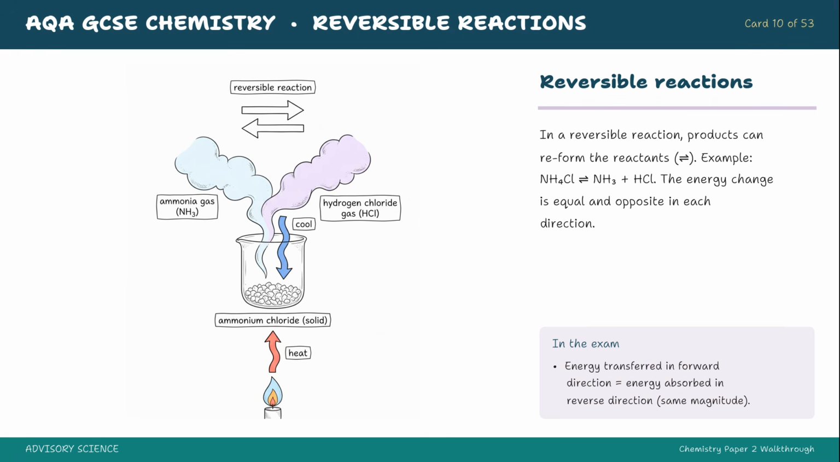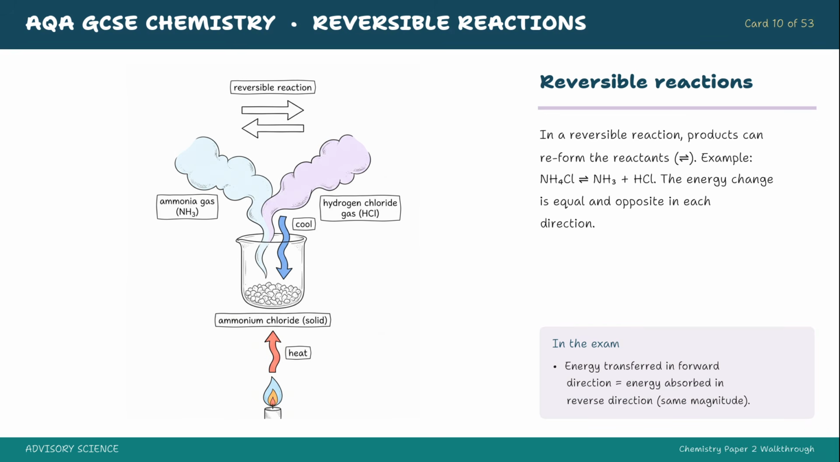Reversible reactions. Some chemical reactions can go both ways. A reversible reaction is always represented in a chemical equation by a double-headed arrow. In the forward direction, reactants turn into products. In the reverse direction, those products break back down into the original reactants. A classic example is ammonium chloride. Heating it causes it to decompose into ammonia and hydrogen chloride gases, but cooling those gases back down causes them to recombine into solid ammonium chloride.